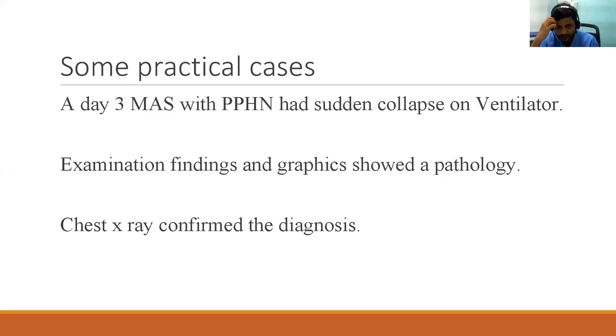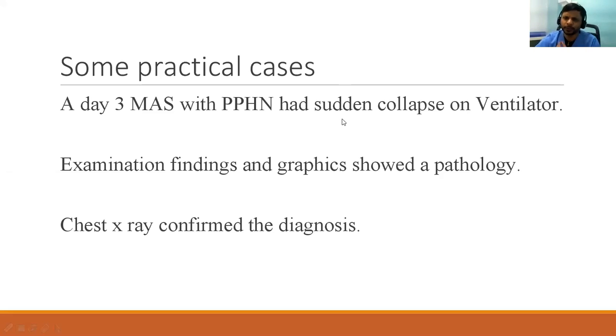So when we examined this baby, we had disconnected from the ventilator. The ventilator was working fine. When we started bagging the baby, there was air entry, but on the right side of the lung we did not hear any air entry. The graphics also showed the typical flow volume loop not reaching the baseline, so there was a lot of air trapping happening in the lung. We got an urgent X-ray, and the X-ray also confirmed that there was a pneumothorax.